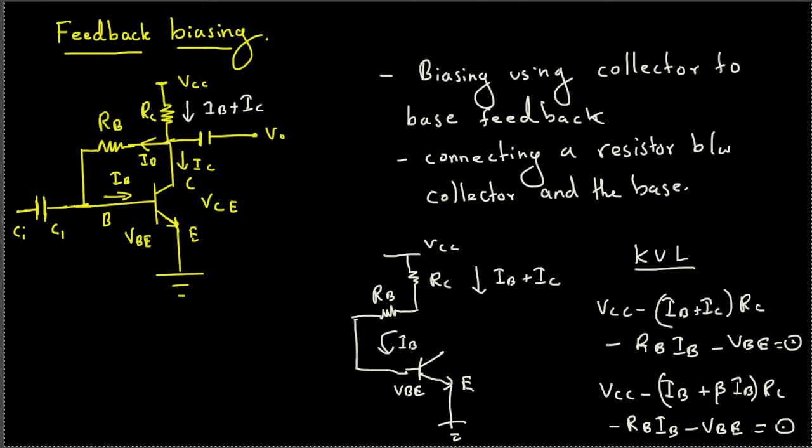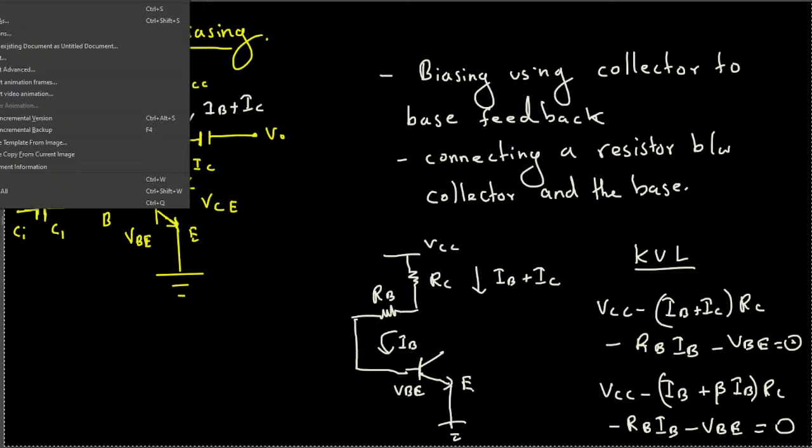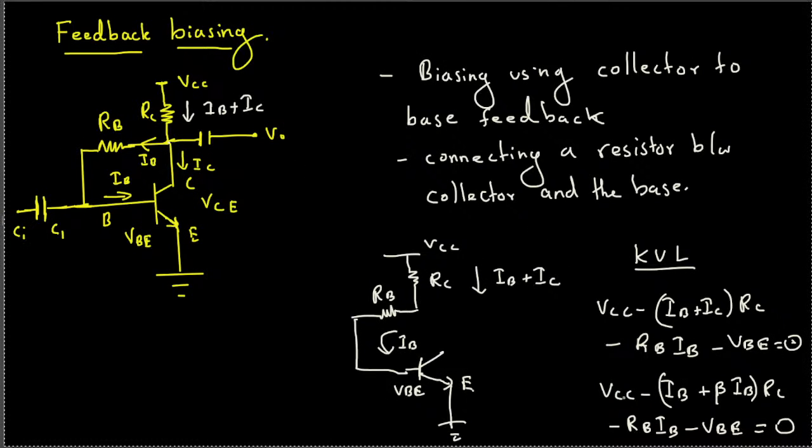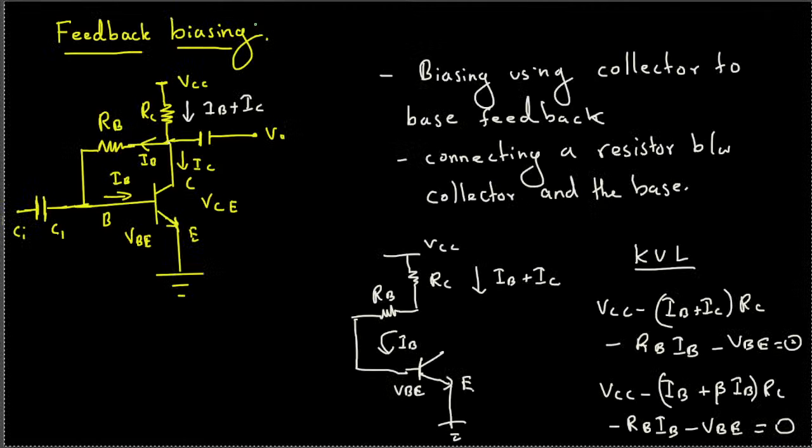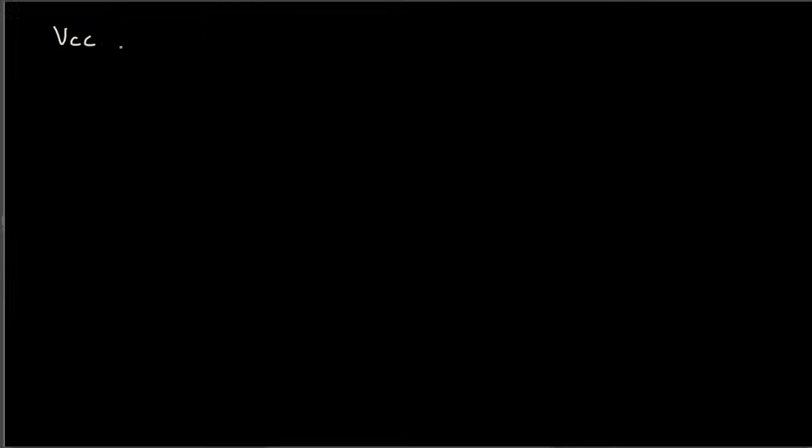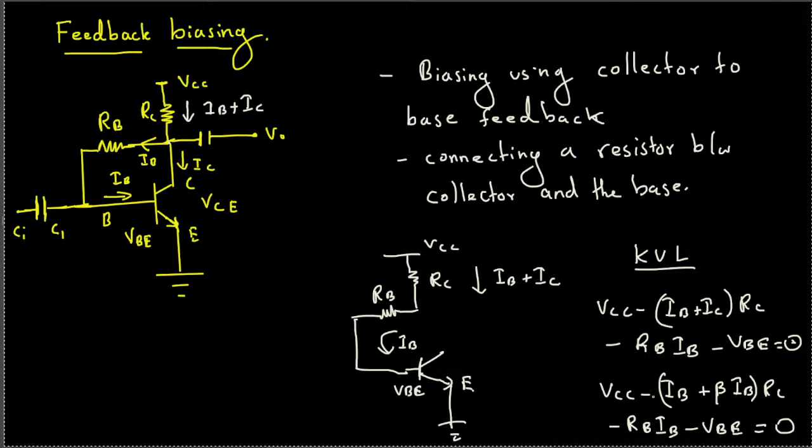The next thing we can do is take IB common. Okay, I'm going to go ahead and continue on the next page. So let's keep the other terms as they are. So this is going to be VCC, and then here we have IB plus beta IB. If I take IB common, it's going to be just 1 plus beta inside.